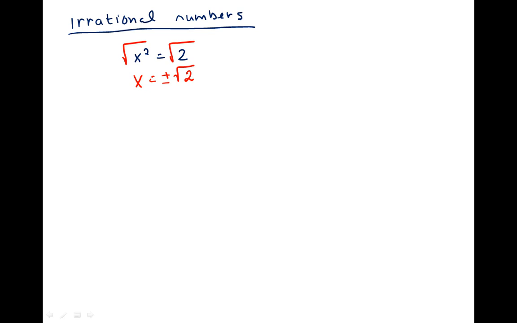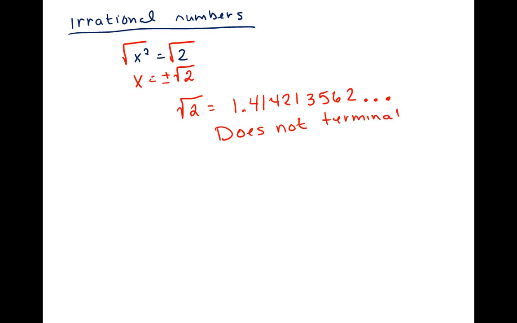Well, what is the square root of 2? Well, on my calculator, if I take the square root of 2, the square root of 2 is equal to 1.414213562... And I'm putting a ... because this does not terminate. And it does not repeat. Square root 2 is an example of an irrational number.